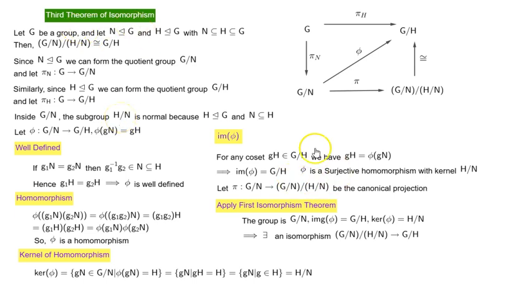By the way, if you remember, in the second isomorphism theorem also, we used the first isomorphism theorem. In the third also, we are using the first isomorphism theorem. So, the first isomorphism theorem is also called the fundamental theorem of isomorphism. Okay, now let's look at an example to understand this better.